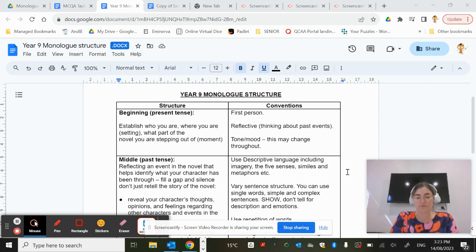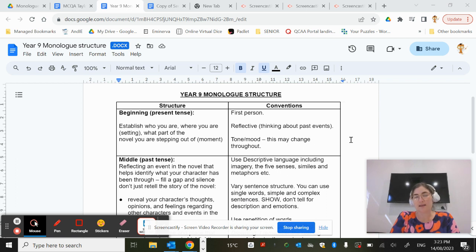Now, you first need to think about what is the purpose of my monologue? Why am I writing one? And what is it going to achieve before you even start planning? Now, when you are ready to start planning, you have to think about the structural elements of your monologue.